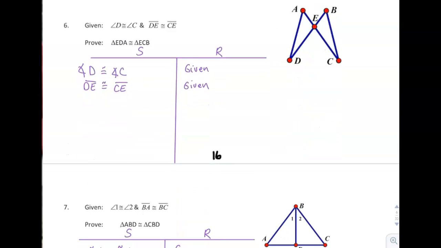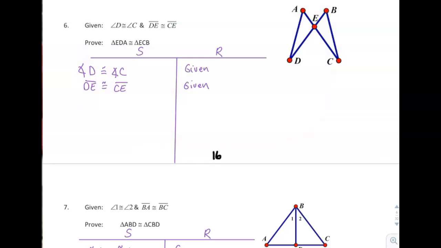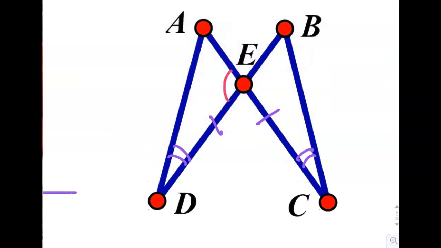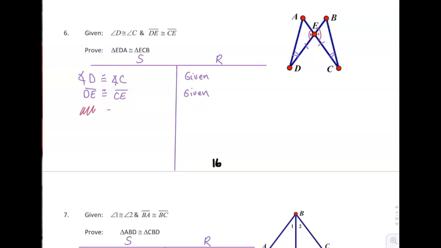Number 6, I have the givens written already, so pause if you haven't written them yet. And then I'm going to mark the picture. So angle D is congruent to angle C, and then DE is congruent to side CE. And again this time, I have what looks to be like vertical angles, 1 and 2. That'll never be given, but it'll be obvious from the picture. So I'm going to say angle 1 is congruent to angle 2 because vertical angles lead to congruence.